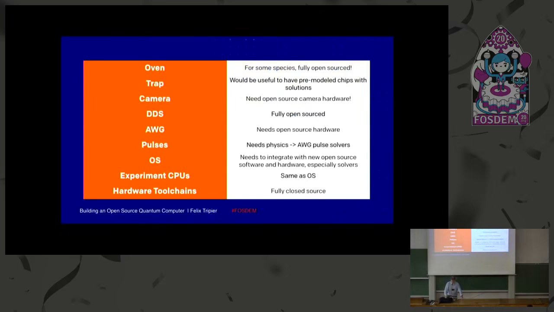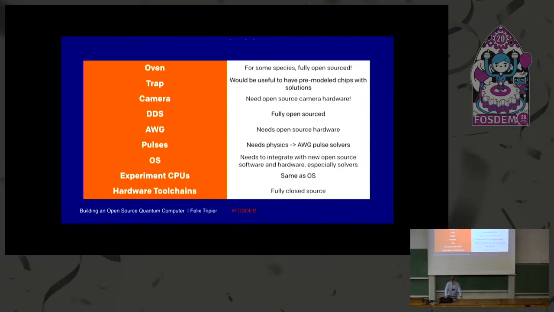So first we went through and talked about the oven, which is responsible for releasing atoms into the trap. And we have what we need in terms of a specific ion species. For our actual trap, as we said, it would be nice to have pre-modeled chips, so we could just print out schematics for a specific chip and be ready to go. All we need is 2 ions for a student. For camera, we need open source camera hardware. Cameras are very expensive, and I would say the quality of camera drivers is very minimalist. So it gives you the bare necessities of what you need to actually look at ions, but nothing more than that.